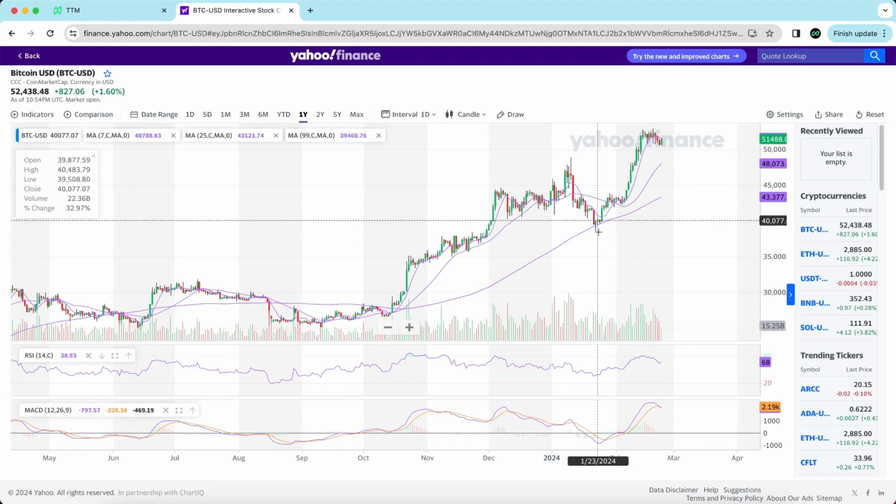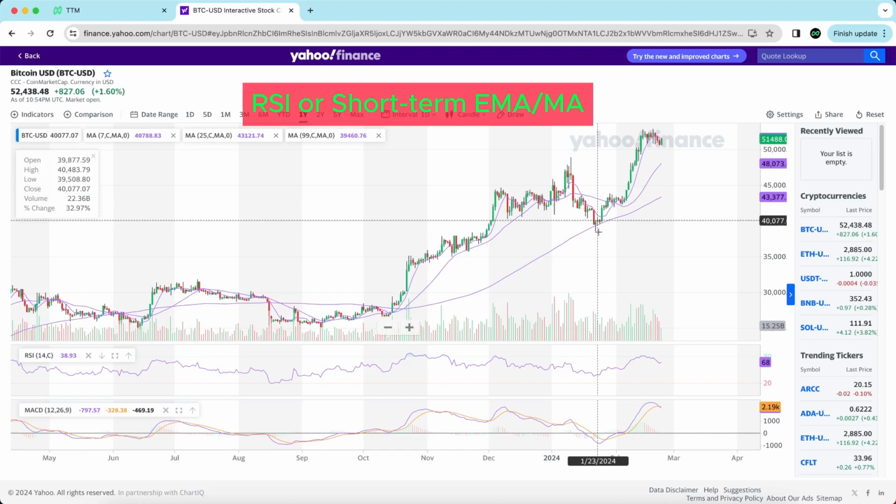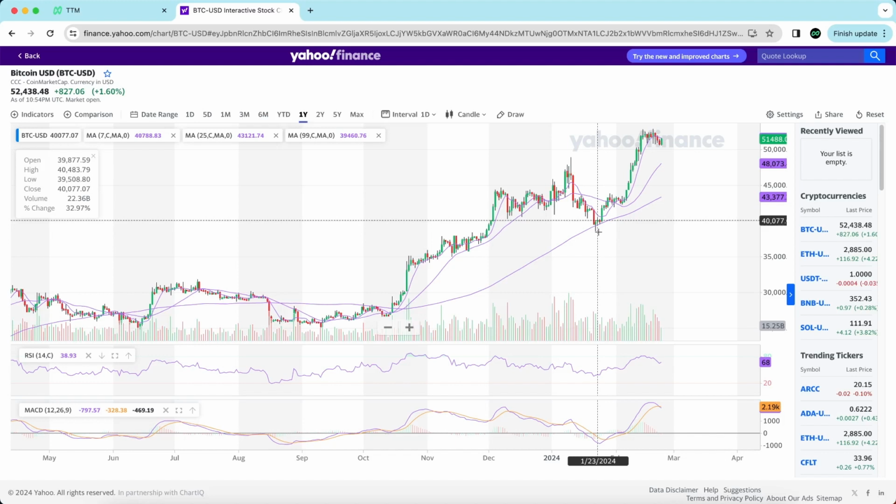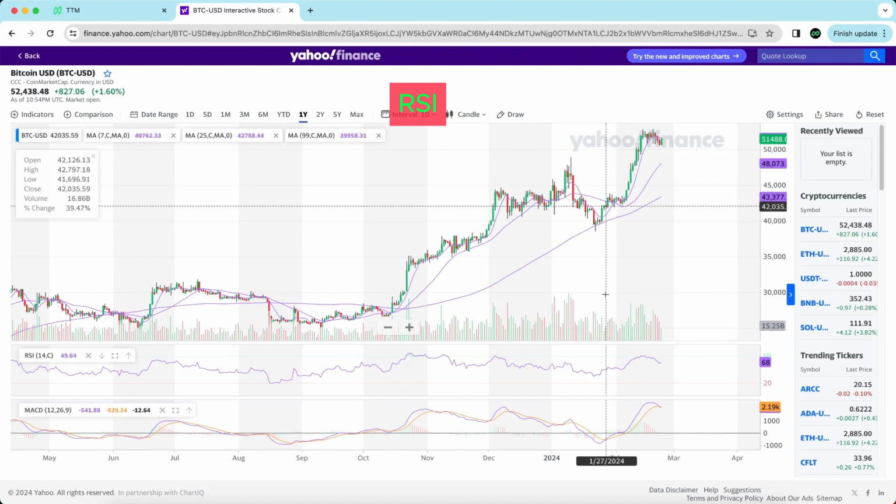So how do you identify a good entry point to buy the dip? You can actually depend on two indicators, which are RSI or a short-term EMA or MA, such as EMA7 or MA7. For RSI, you can wait for the RSI to dip below a small threshold value and reverse. So for example, in this one, here, it's basically this point. You wait for the RSI to dip to a small value and then reverse. So if you're depending on RSI, it's going to be this point in here.